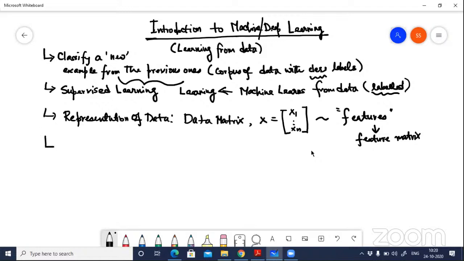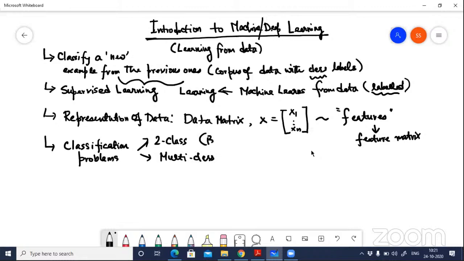So when we talk about classification problems, these are two-class or multi-class. And these two-class classification problems are also referred to as binary classification problems.